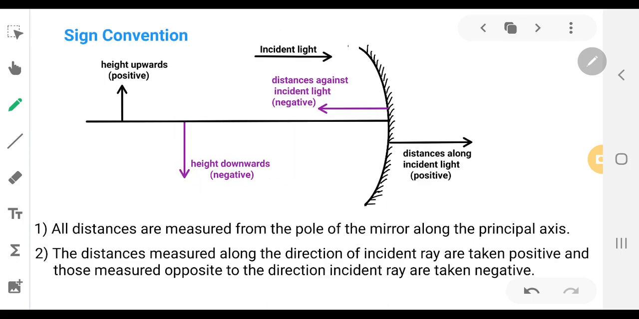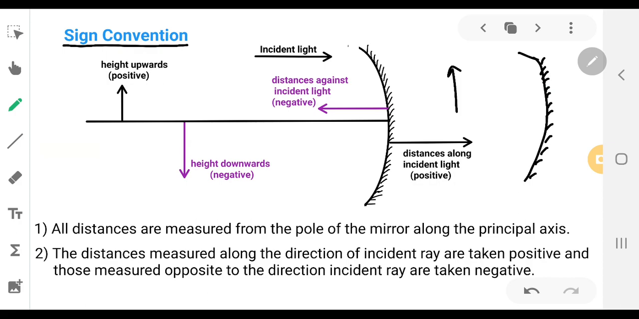So in this class we are discussing sign convention. Now what is sign convention? For what purpose is it used? We'll see. Suppose you have a mirror, we consider a concave mirror, and in front of the mirror we place an object. The distance at which the object is placed in front of the mirror is called the object distance, the distance of the object from the mirror.